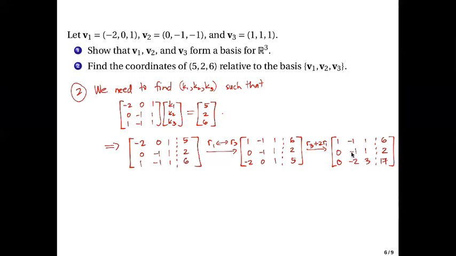Let's remove the negative in this entry here. So negative R2. Let's copy now. 1, negative 1, 1, 6. Then here this becomes 0, 1, negative 1, negative 2. And here you have 0, negative 2, 3, 17.